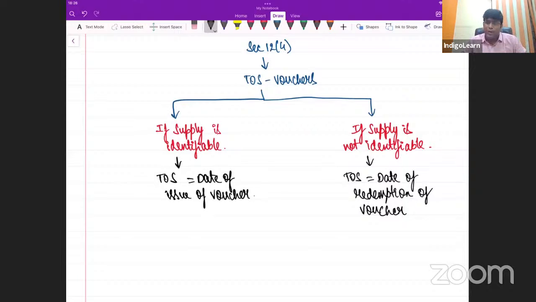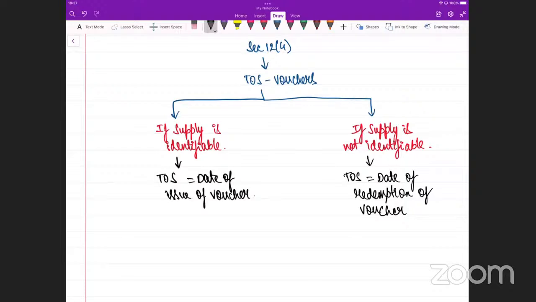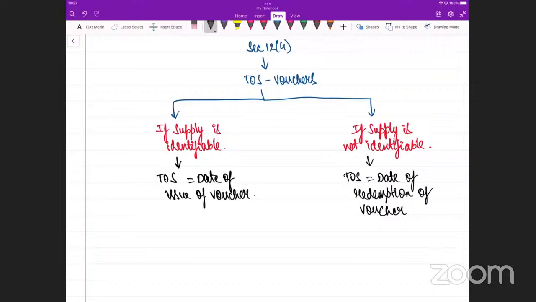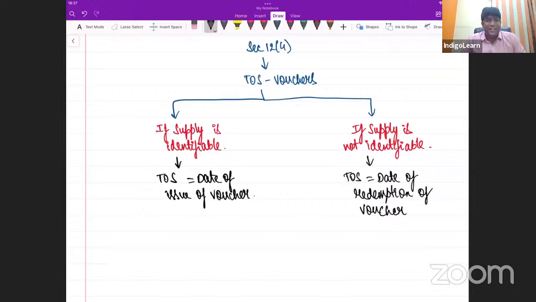This is the story of 12.4. So 12.1 says liability to pay tax should be as per time of supply. And 12.2 says what? General rule. Directly time of supply is date of invoice, which is actual date of invoice, or last date when invoice is ought to have been issued, whichever is earlier. And 12.3 is what? Time of supply for goods covered under RCM. And 12.4 talks about vouchers. If supply is identifiable, date of issue of voucher. Supply is not identifiable, date of redemption of voucher.